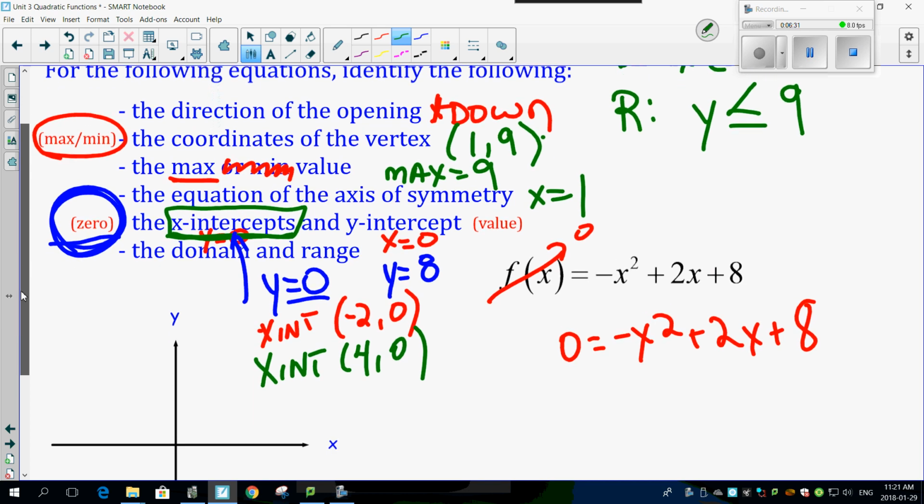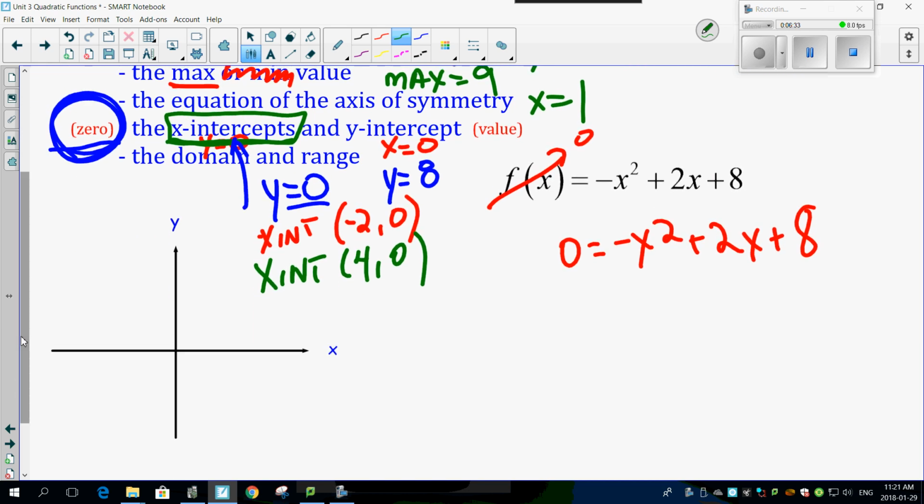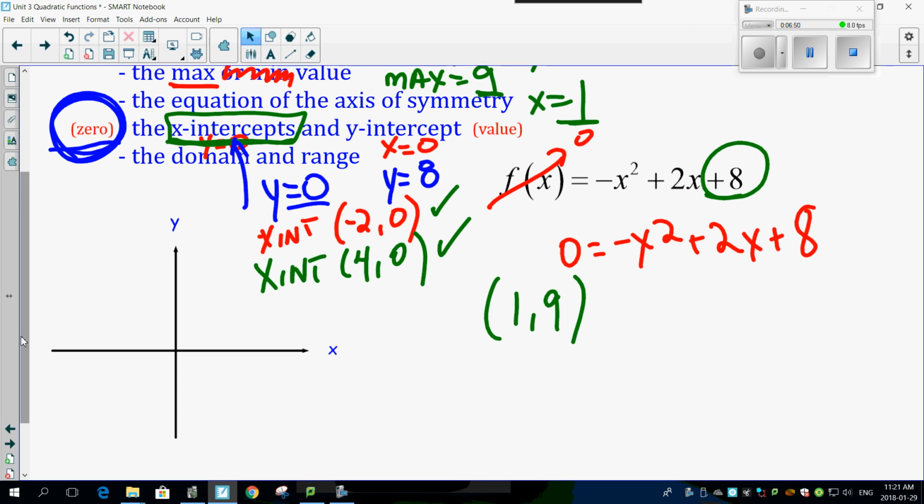Now check this out. When I sketch this thing, it becomes really cool, because look what I've got. I've got, of course, a vertex at 1, 9. I have a y-intercept at 8. I have the x-intercepts here and here. Look how much more accurate our graph is getting, and that's what's really important. Before, I gave you a vertex, opening up, opening down, wide or narrow. That's done. But now look how accurate this guy becomes.